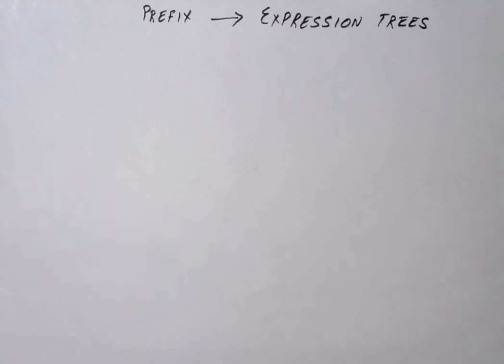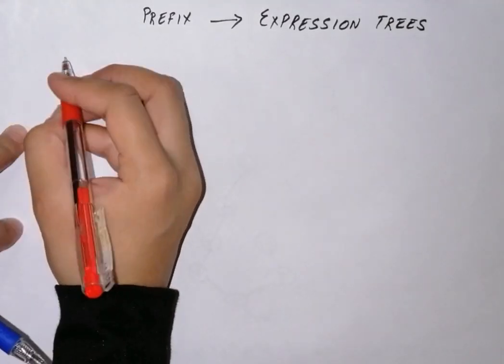Now in order to create an expression tree from a prefix notation, first of all we should know what a prefix notation basically is. Prefix notation is the representation of a mathematical equation in which we encounter operators before the operands. For example, let me write an expression for you.